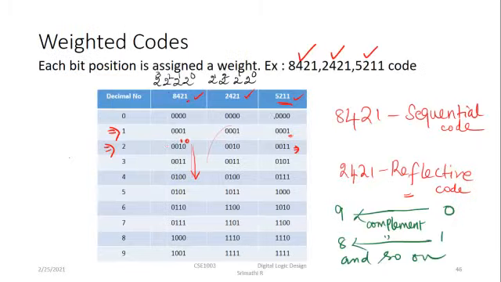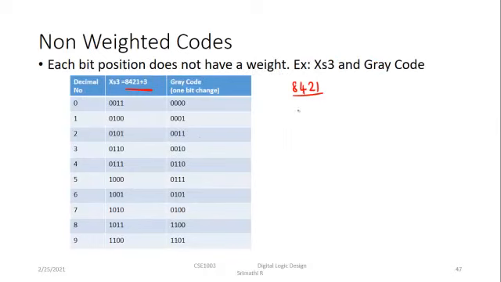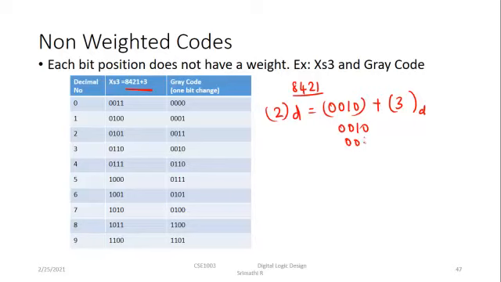The decimal number 2 in 8421 is represented by 0010. I need to add plus 3 decimal here. 3 decimal is nothing but 0011. If I add it, the result is 0101. This is nothing but XS3 code.